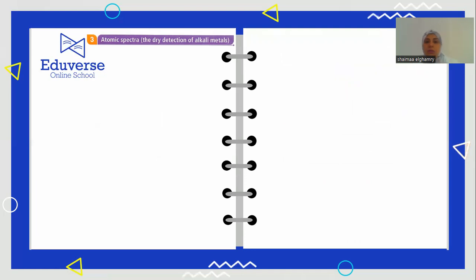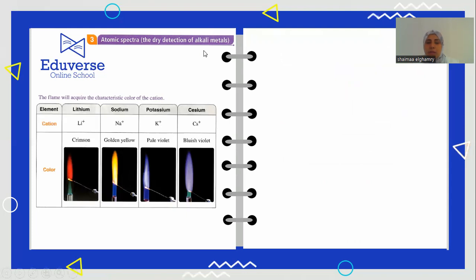The atomic spectra, or dry flame test. We use the dry flame test to distinguish between different elements, so you should memorize these colors. Lithium in the dry flame test has a crimson color, sodium has golden yellow, potassium blue violet, and cesium has bluish violet.